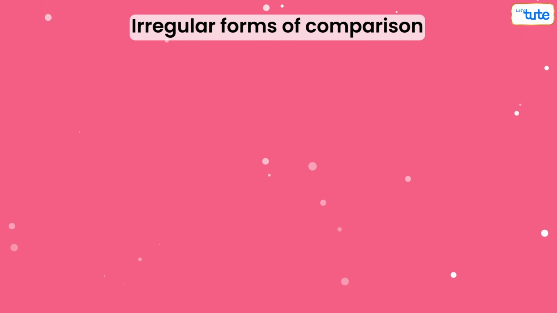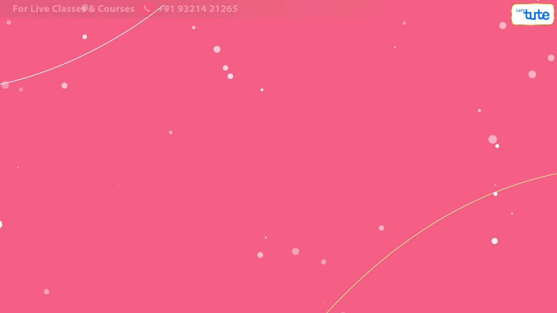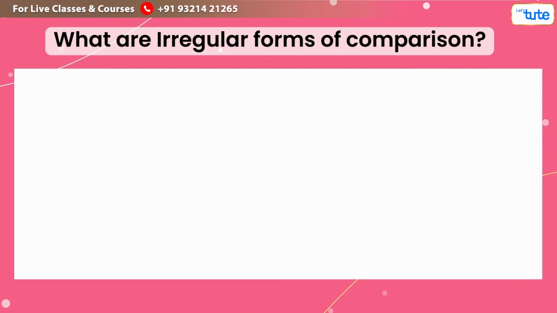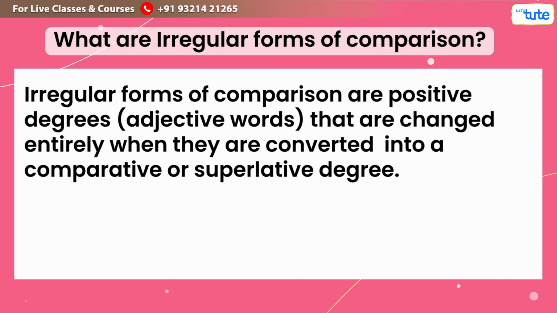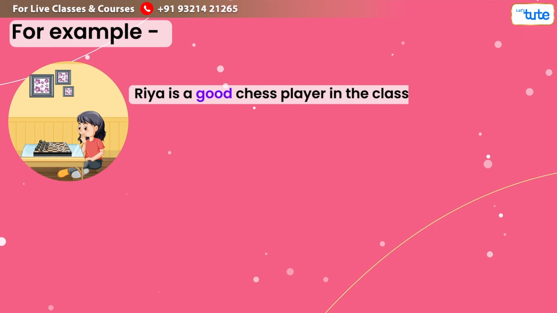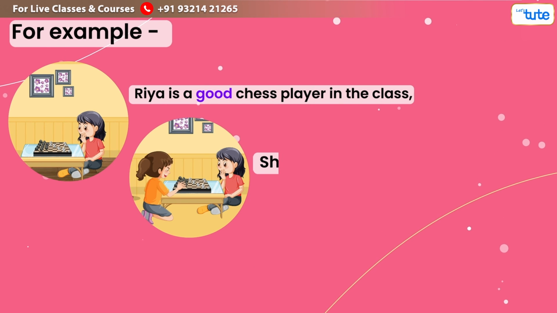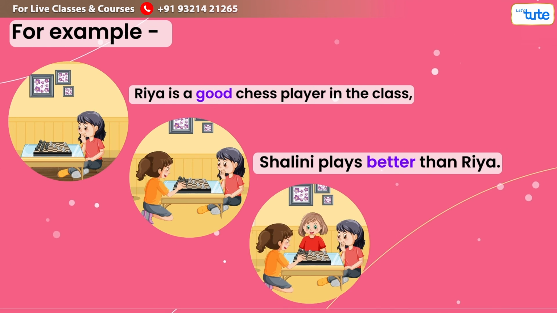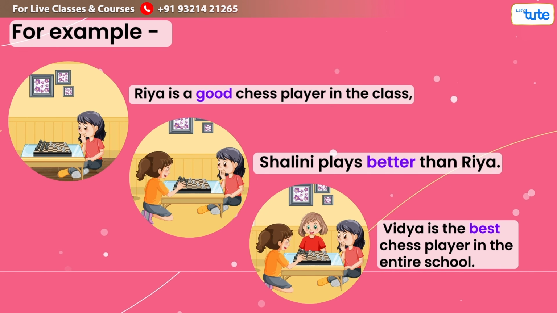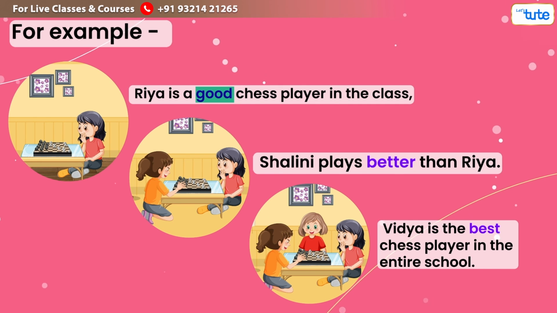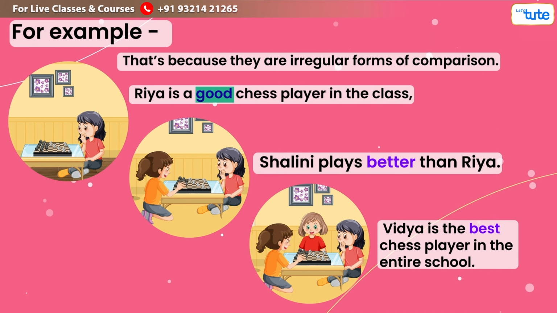Now let us look into the irregular forms of comparison. What are irregular forms of comparison? Well, irregular forms of comparison are positive degree adjective words that are changed entirely when they are converted into comparative or superlative degree. For example, Riya is a good chess player in the class, but Shalini plays better than Riya. However, Vidya is the best chess player in the entire school. Here we can see that the word good did not change into forms we have seen before, and that's because they are irregular forms of comparison.